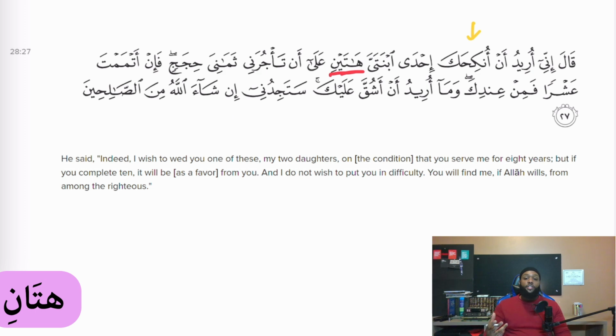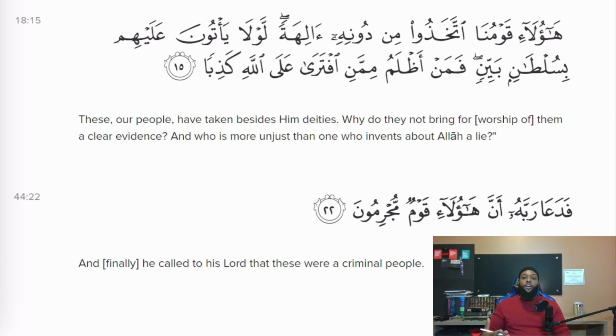And this is important because it's one thing to memorize this chart and it's another thing to see how it comes together, how it's used throughout the Quran and throughout other forms of classical literature as well. And then we move on to هؤلاء, these, referring to a group of three or more. And we see here هؤلاء, these, قومنا, our people, اتخذوا, they took, من دونه, other than him, right? Referring to Allah, alihatan, right?